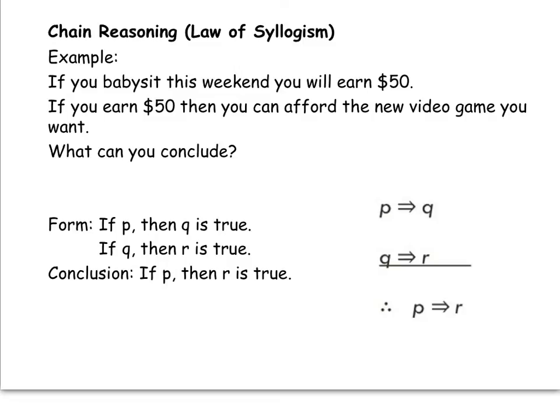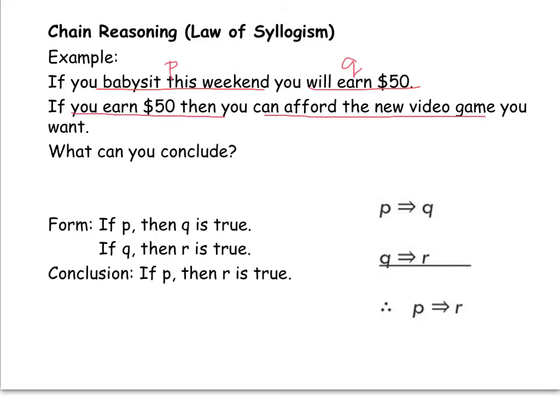You can almost think of it as lining up dominoes, where one chain has to match the link of the next chain. And I'll show you in this example how that works. So in our first example, we have, if you babysit this weekend, you will earn $50. So our hypothesis is you babysit this weekend, and our conclusion is you will earn $50. Now, notice in our next conditional, if you earn $50, then you can afford a new video game.